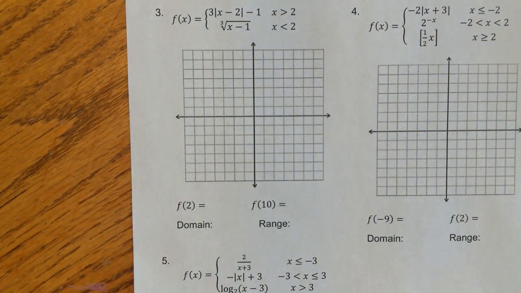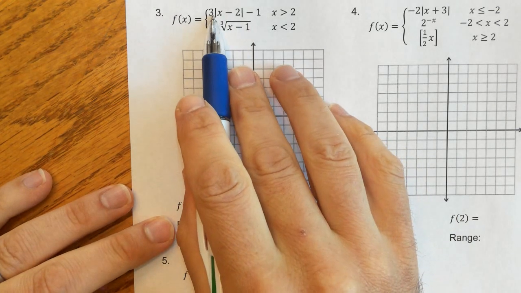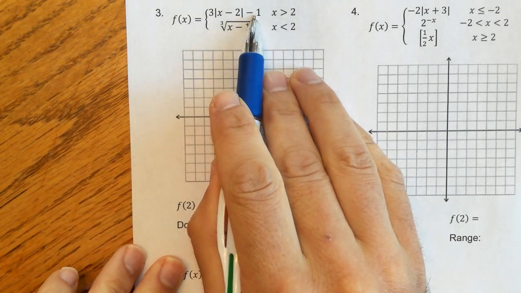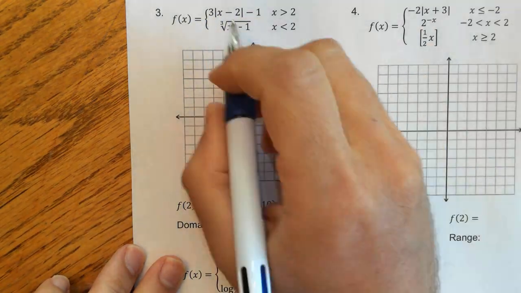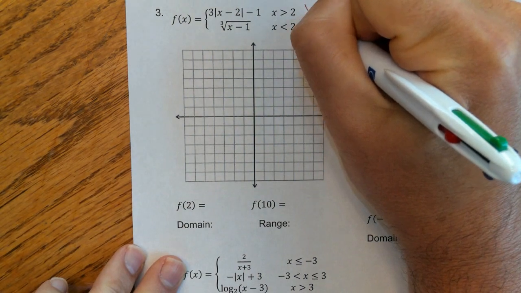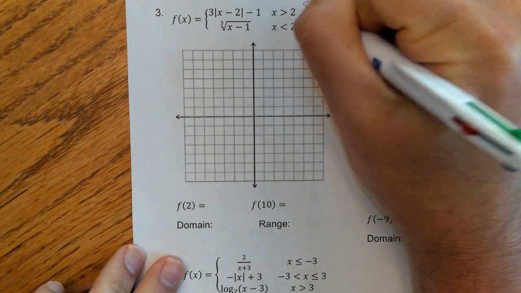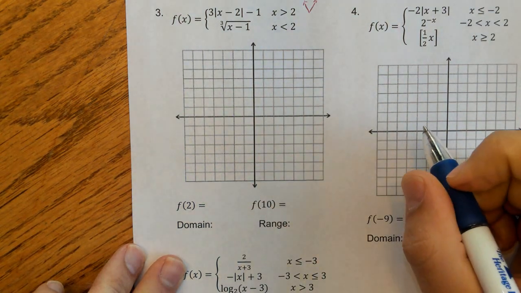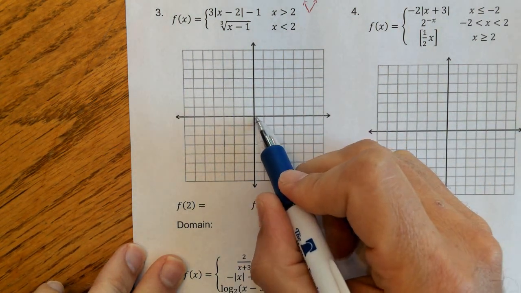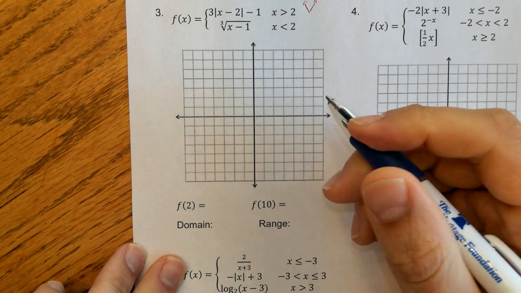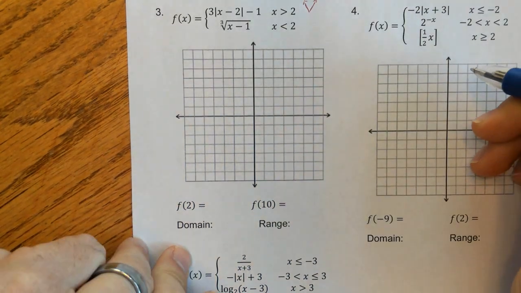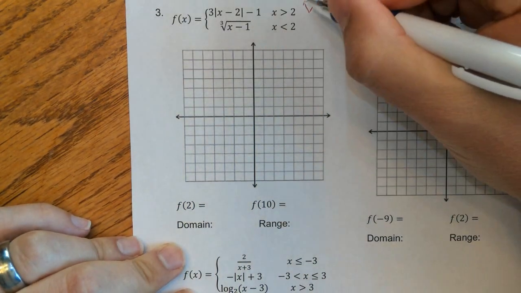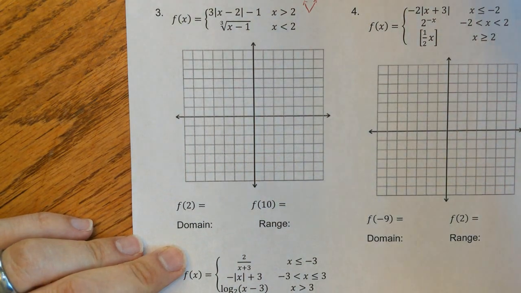So you're going to have to be able to recognize that 3 absolute value of x minus 2 minus 1. With it being an absolute value, we know that should be a v. That v should be right 2, down 1, and with a vertical stretch of 3.